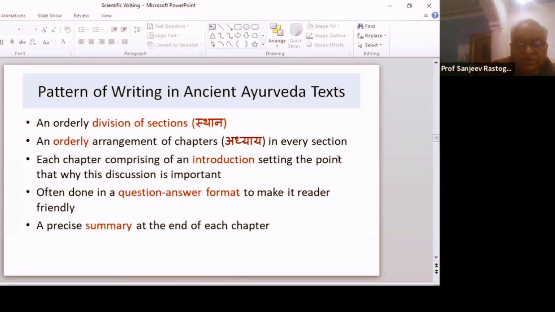An orderly division of the sections, we call them sthan, an orderly arrangement of chapters, we call them adhyay in every section. Each chapter comprises an introduction setting the point of why this discussion is important, why this chapter is actually introduced.